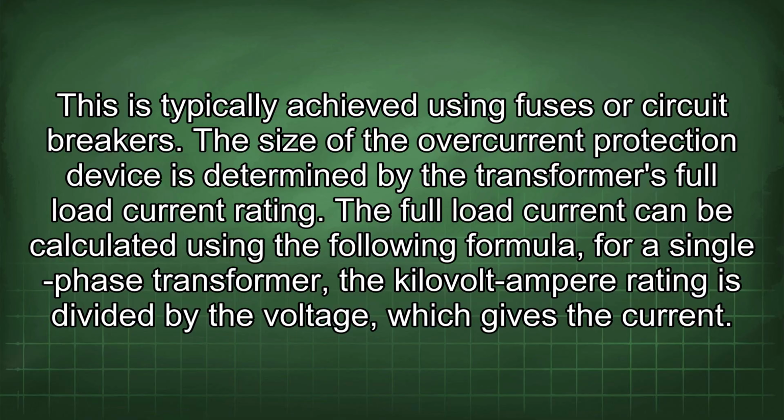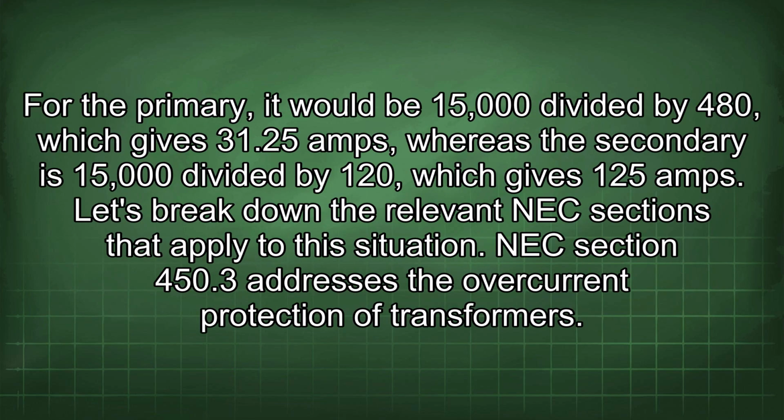The full load current can be calculated using the following formula for a single-phase transformer. The kilovolt-ampere rating is divided by the voltage, which gives the current. For the primary, it would be 15,000 divided by 480, which gives 31.25 amps, whereas the secondary is 15,000 divided by 120, which gives 125 amps.